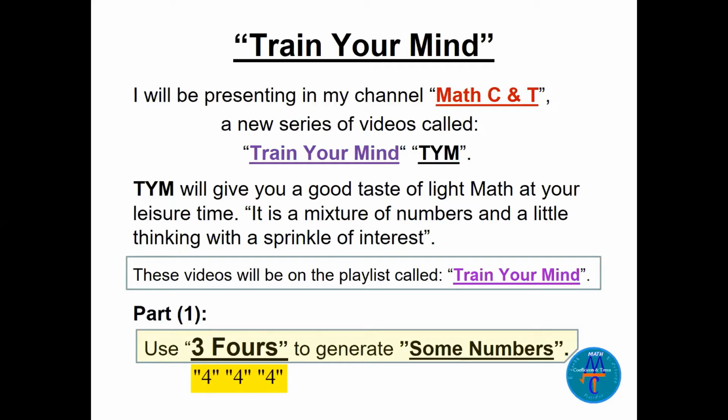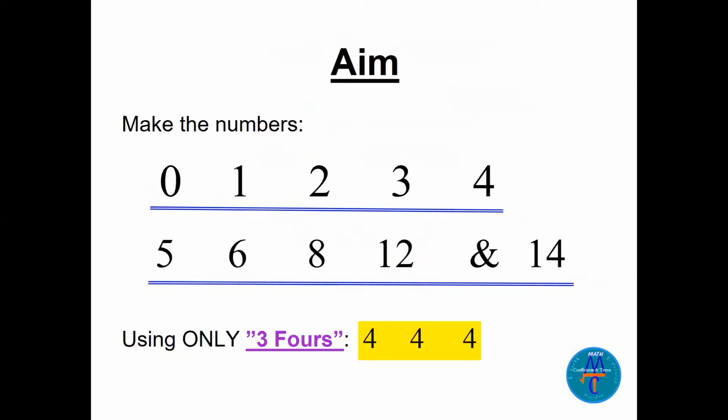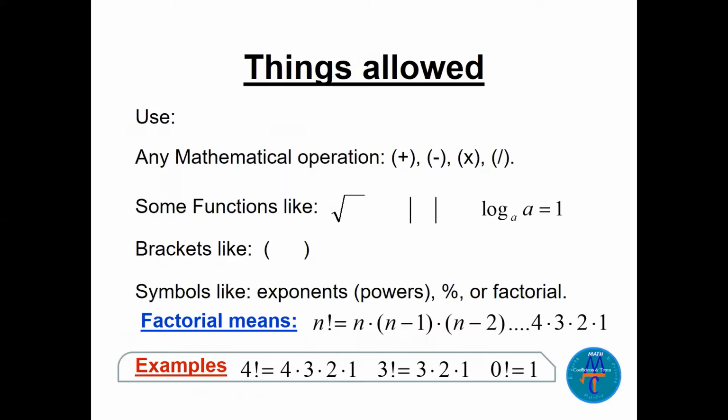Part 1, I will use 3 4s to generate some numbers. So the aim here is to generate these numbers, 0, 1, 2, 3, 4, 5, 6, 8, 12, and 14, using only 3 4s, any way you like. I can give you a little help here.